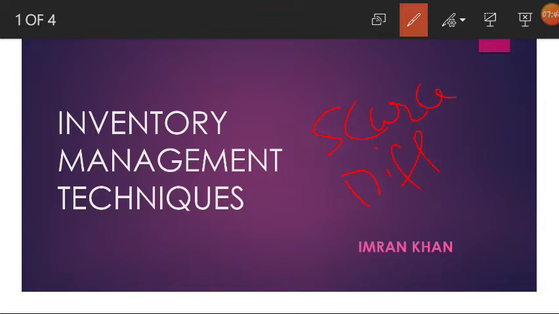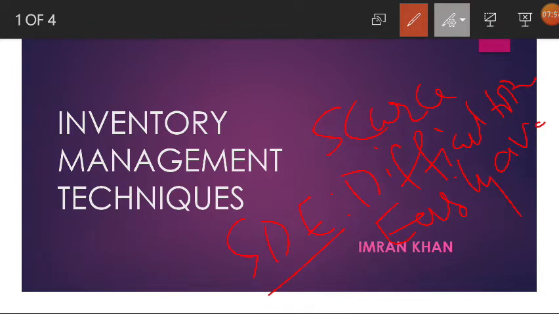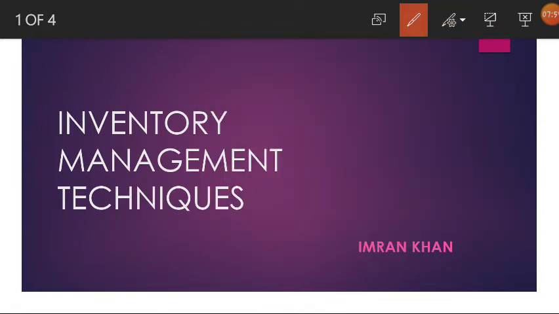Scarce, difficult to produce, and E means easily available. So scarce are the limited items which are generally imported. For scarce materials, we have to take more concentration because they are very limited and costly, and are generally imported. So imported items are almost always costly to the manufacturers.